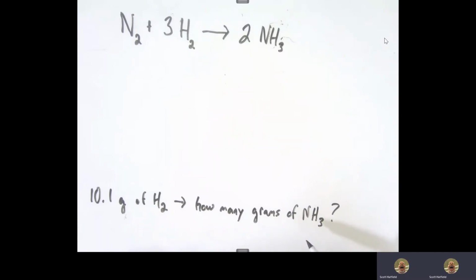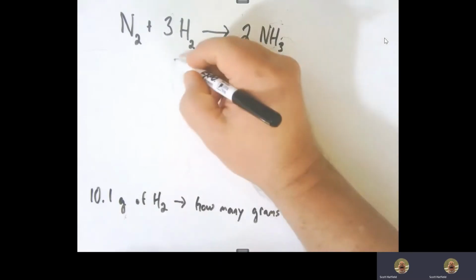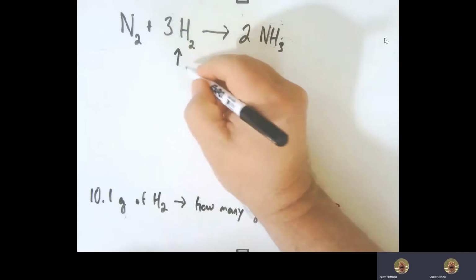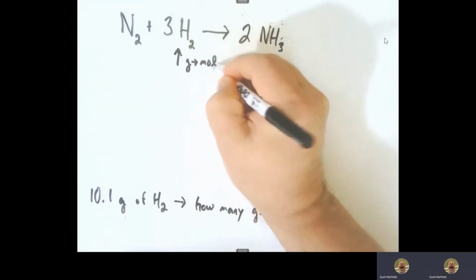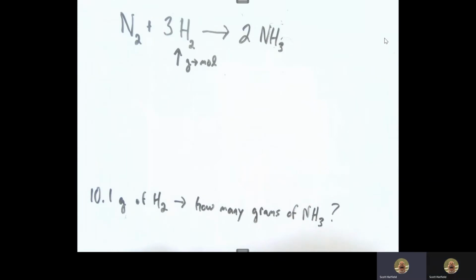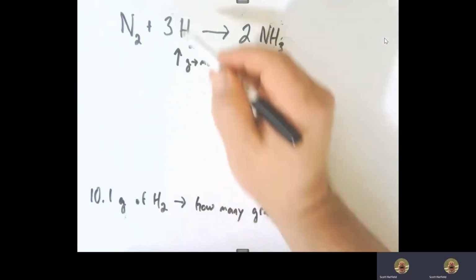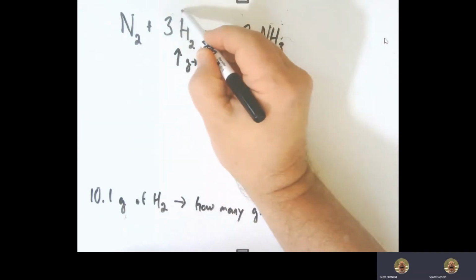The first step is we need to take the number of grams that are given for hydrogen gas, and we're going to need to convert it to moles. So I have an arrow going up, and I'm going to label it grams to moles. That's my first step.